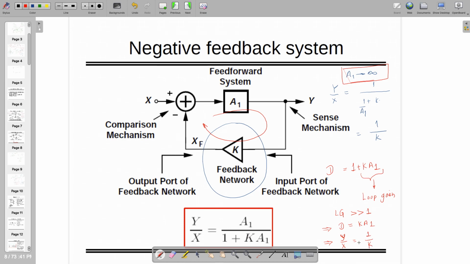So this is another theory. Rather than saying A1 tends to infinity, I am saying that loop gain has to be sufficiently larger than 1. Then your output, or the closed loop transfer function in negative feedback, is going to depend only on the feedback network, right? So let's take this one as another take home summary: loop gain is much higher than 1. Then output will depend on the feedback network and the applied input, of course, and it will not depend on the feed forward system.